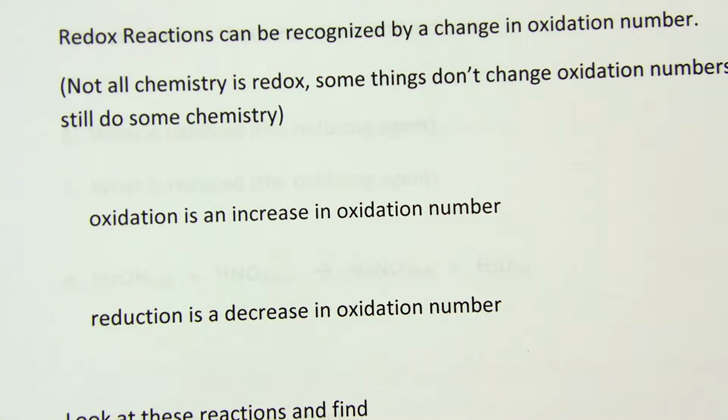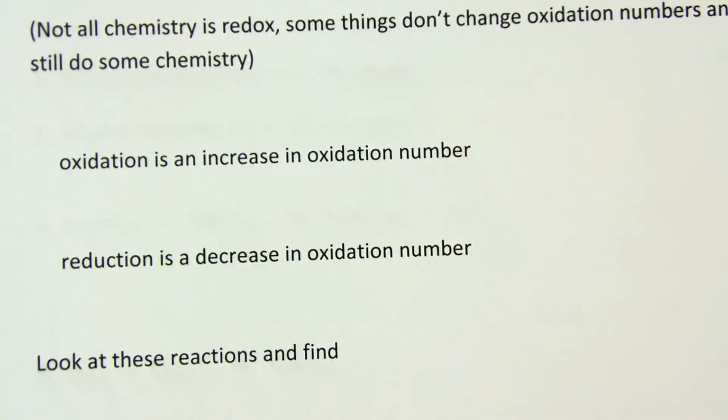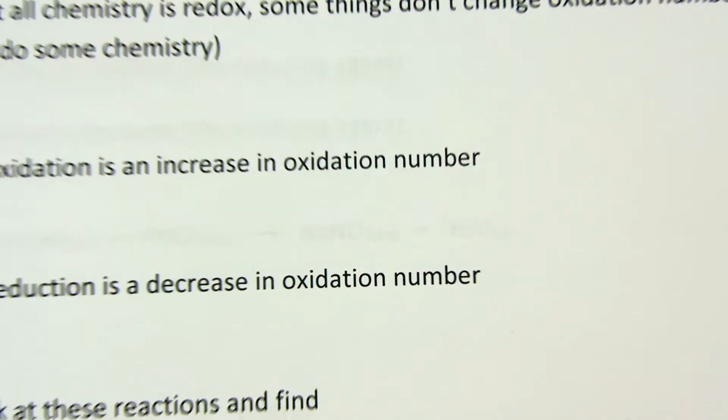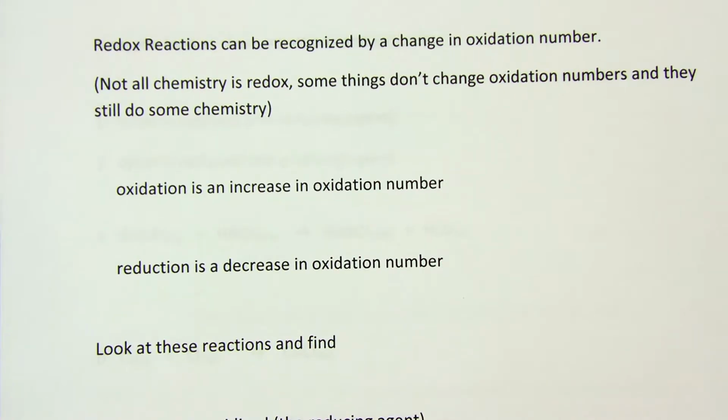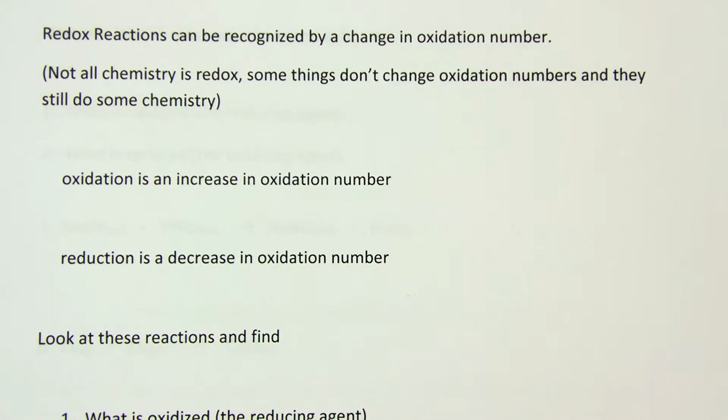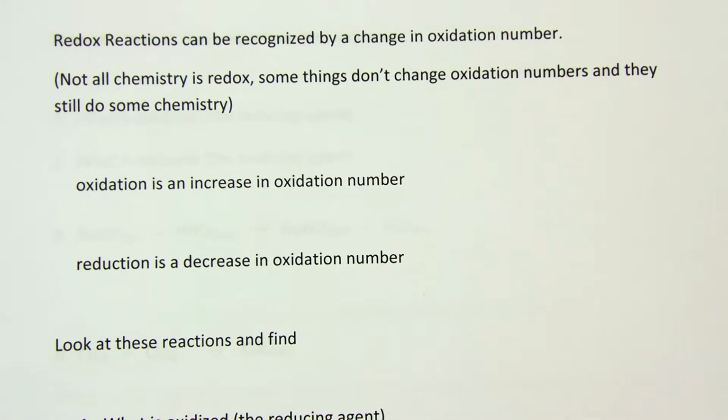Now, another way that we can recognize redox reactions, other than by recognizing the transfer of electrons, is that we can recognize them because they show a change in oxidation number. Oxidation is an increase in oxidation number and reduction is a decrease. So we're going to look at some reactions below and find out what is oxidized and what is reduced.